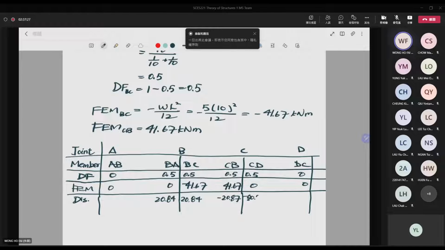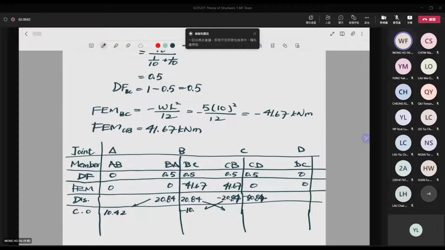And then 50% will go to the left-hand side, and then 50% will go to the right-hand side. So I have the same value here. And then if I have a moment here, I will carry over 50% to the other side. So I will carry over. Then it is equal to 10.42. And then I will carry over here.